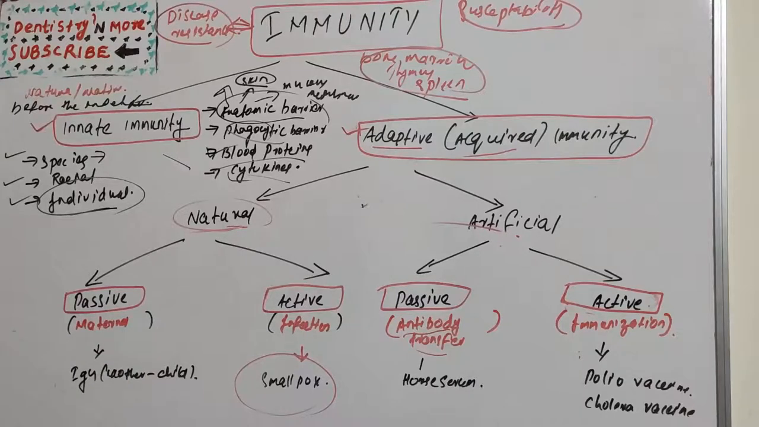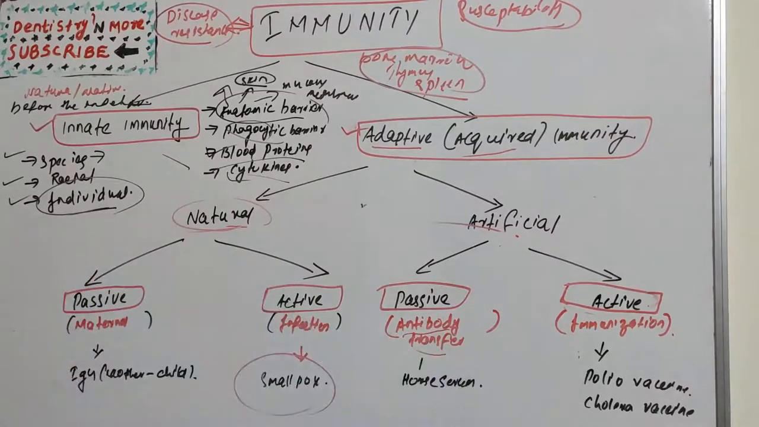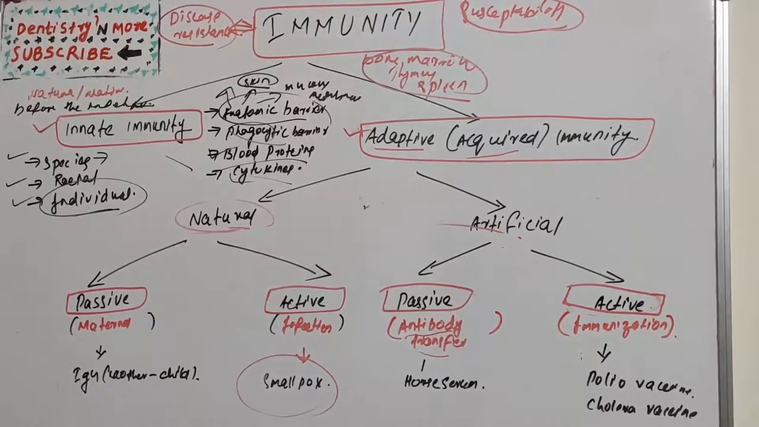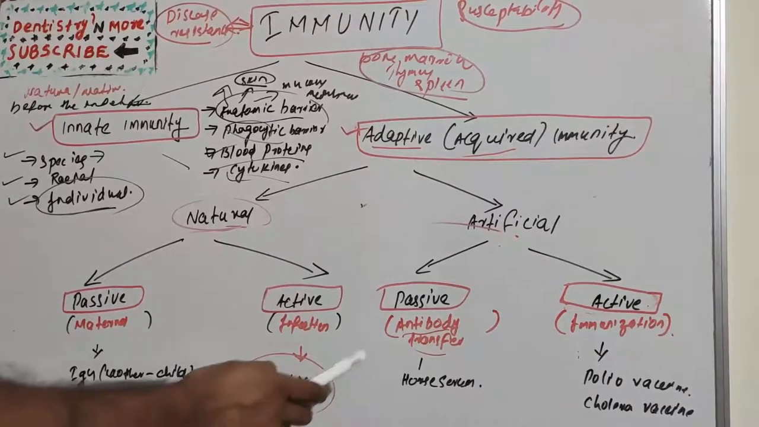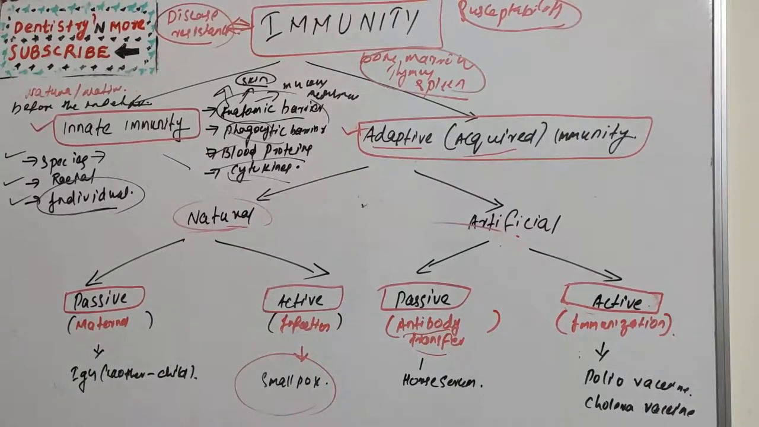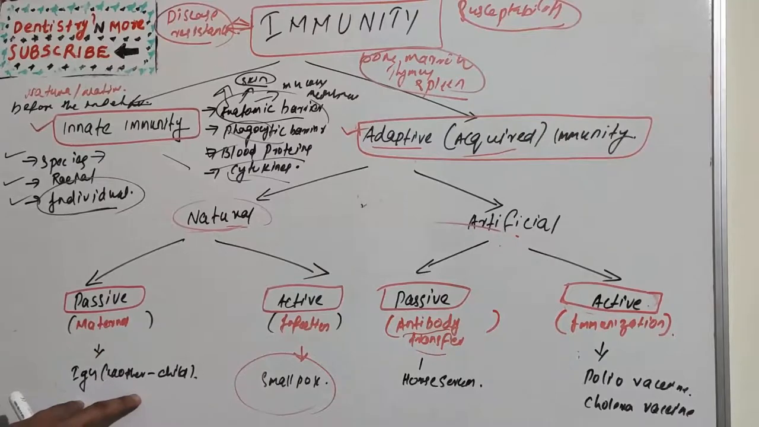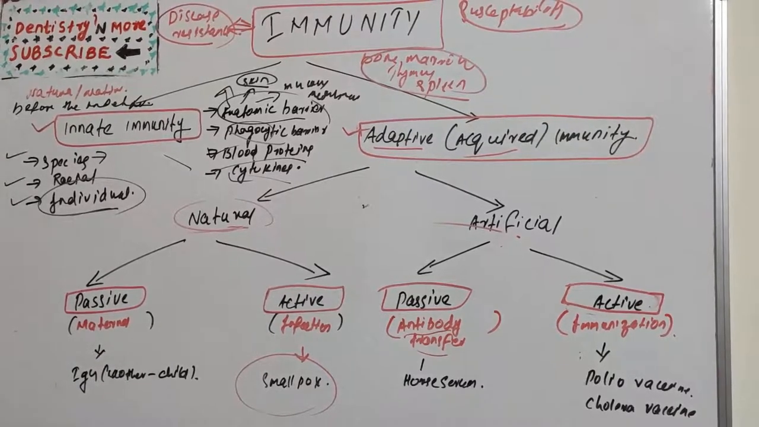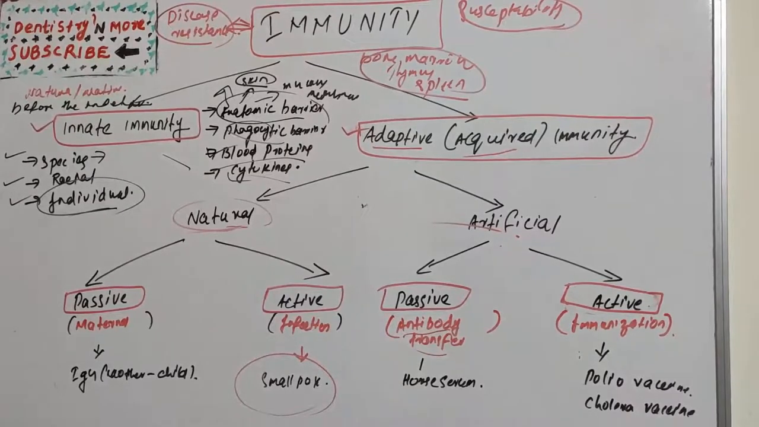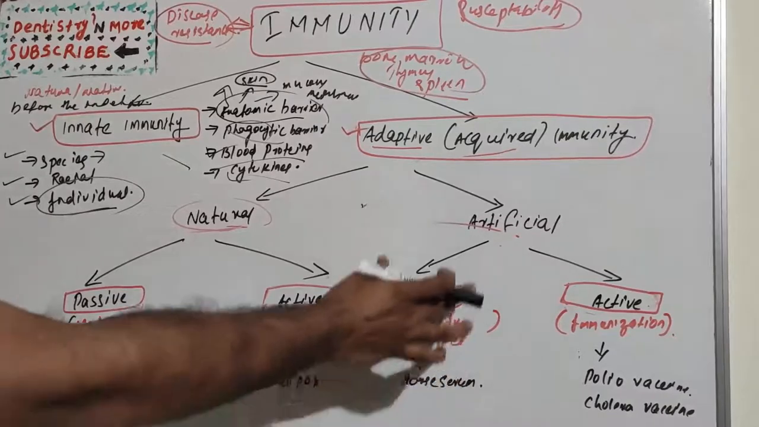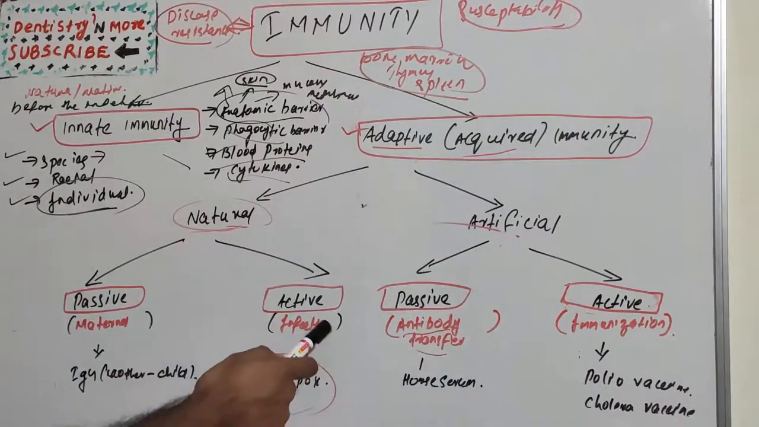body develops its immune system, that is active immunity, as with smallpox, and vaccines also create immunity, like the polio and cholera vaccines. And it could also be passive, where we transfer antibodies created in another donor host, we extract the antibodies, and the antibodies are transferred to our body. And in passive natural immunity, the mother transfers immunity through the placenta to the child, mainly IgG antibodies.